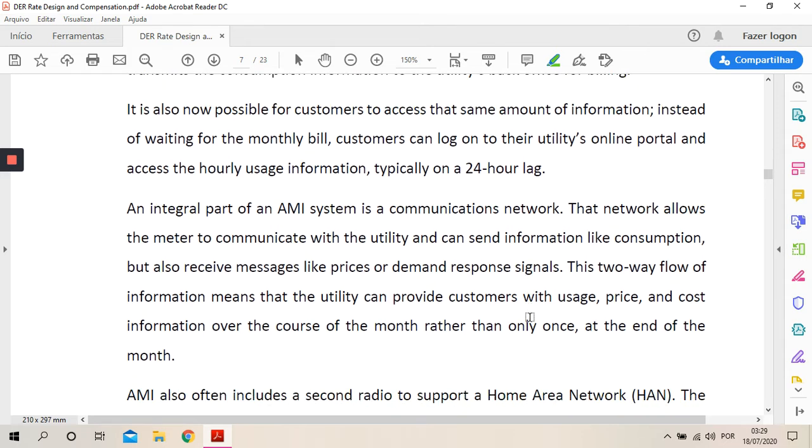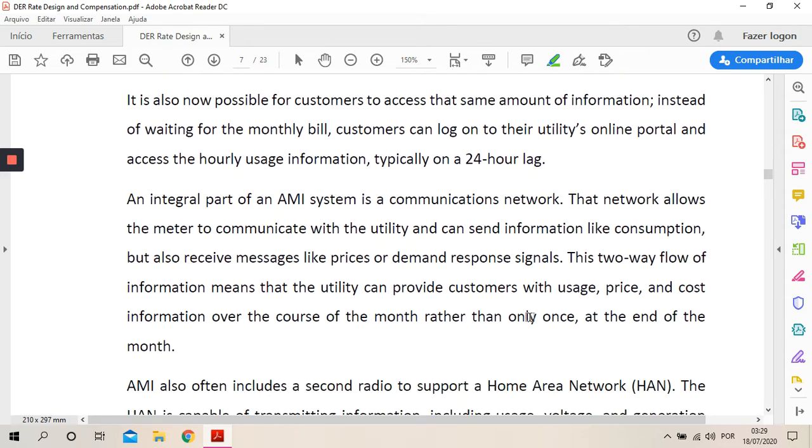It is also now possible for customers to access that same amount of information instead of waiting for the monthly bill. Customers can log on to their utility's online portal and access the hourly usage information, typically on a 24-hour lag.